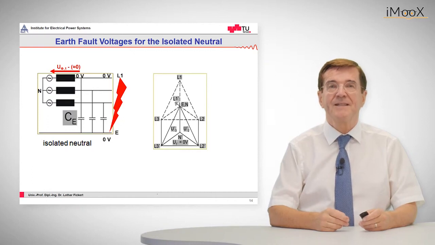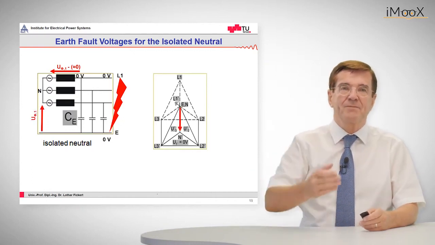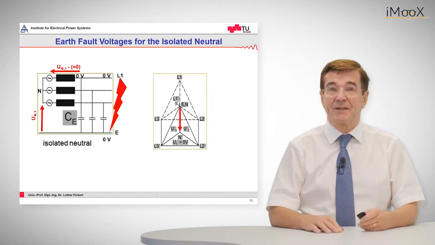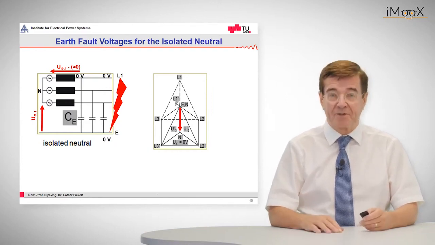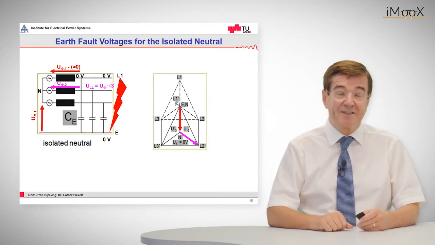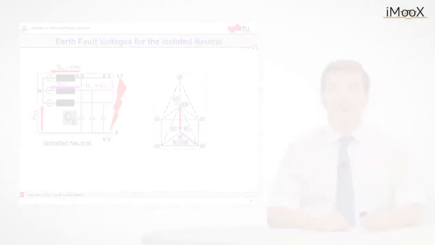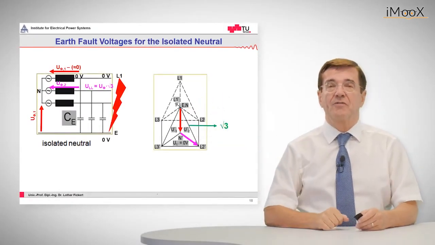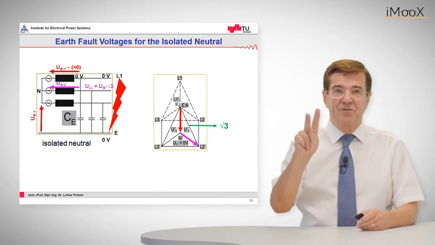By this means, the system neutral is raised in potential. To see what happens with the healthy phases, upon this raised potential of the neutral, we add the healthy phase to neutral voltage of, for example, phase number 2. This usually results in a raised phase to ground voltage of the two healthy phases, which are L2 and L3.